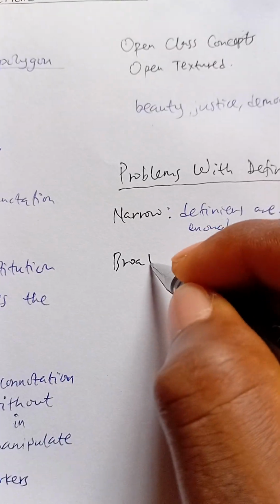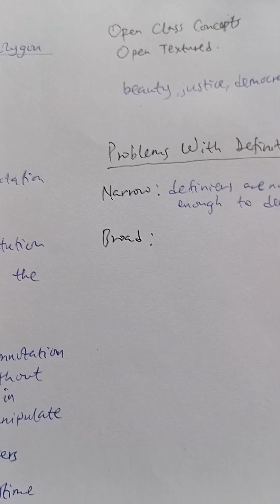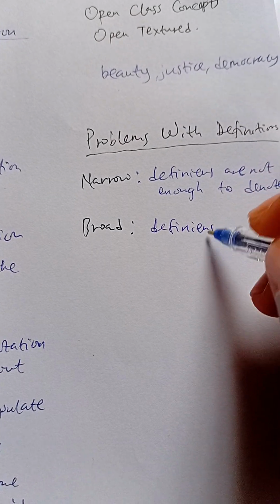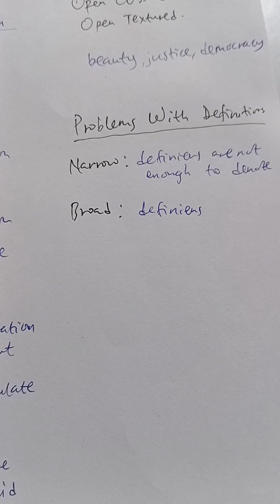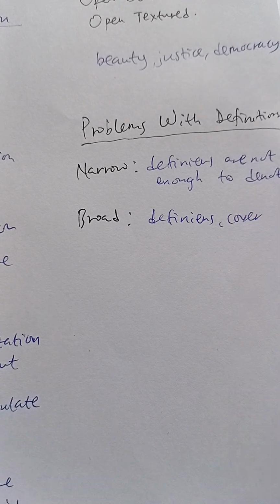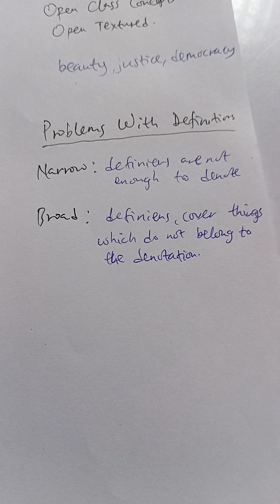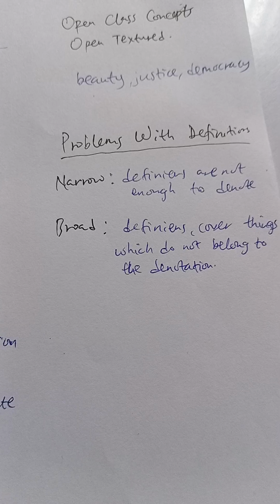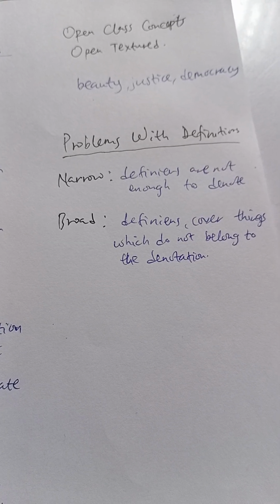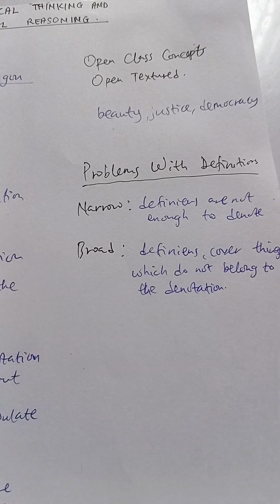Then we can say a definition can be very broad. It can be too broad. So over here, the definitions are even covering things which do not belong to the denotation. In this sense, maybe what you are denoting applies to other things. It can denote other things as well. So we say that it is too broad.